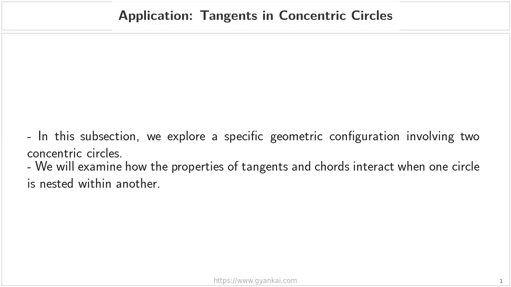As we move through this lesson, we will examine the fascinating way the properties of tangents and chords interact when one circle is nested perfectly inside another. By the end of this session, you'll see how we can use these relationships to even solve complex problems involving lengths and distances.